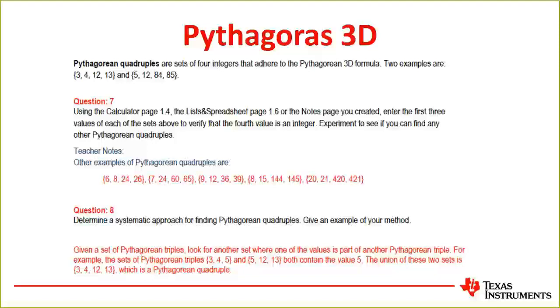And so give students a bit of think time. You may have to give them a hint, but, you know, to concentrate on, well, where have you seen 3, 4 before? Where have you seen 12, 13 before in relation to the triples? So given a set of Pythagorean triples, look for another set where one of the values is part of another Pythagorean triple. For example, the sets of Pythagorean triples 3, 4, 5 and 5, 12, 13 both contain the value 5. So that 5 is an anchor value. And the union of those two sets is 3, 4, 12, 13, which is a Pythagorean quadruple.